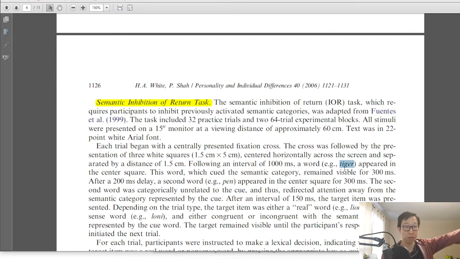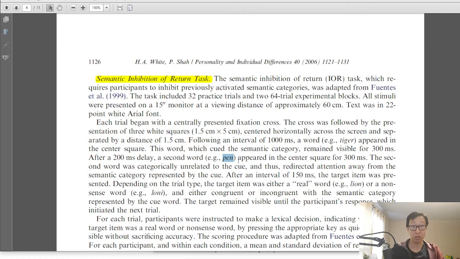Okay, so that has what they call a semantic category. So that's the domain of animals, carnivores, predators. And then they're shown a second word, which is completely different in terms of the semantic category. So the second word could be pen. So there, it has nothing to do with predators or animals. It's a completely different object. So the third word they're shown is either a real word or a nonsense word. And the participant is asked to say whether or not it's a real word.